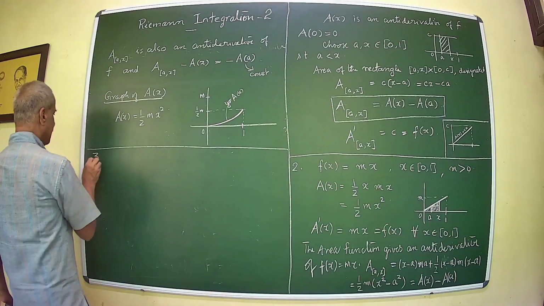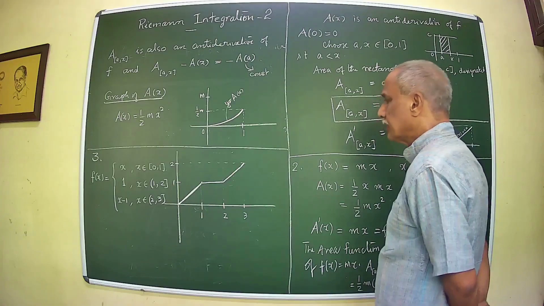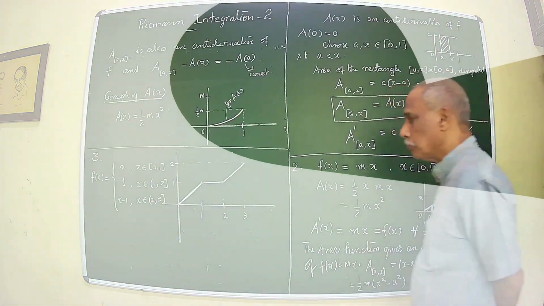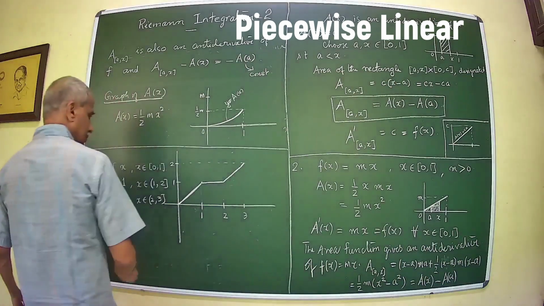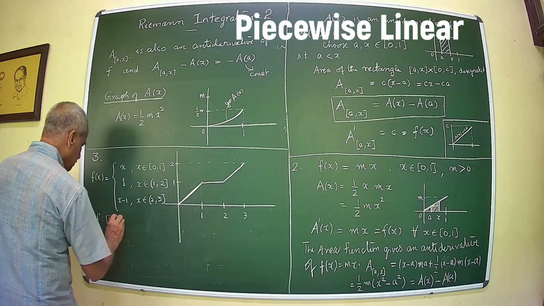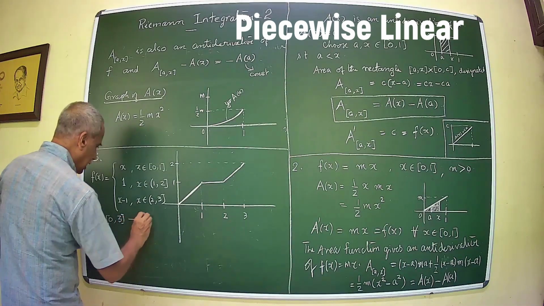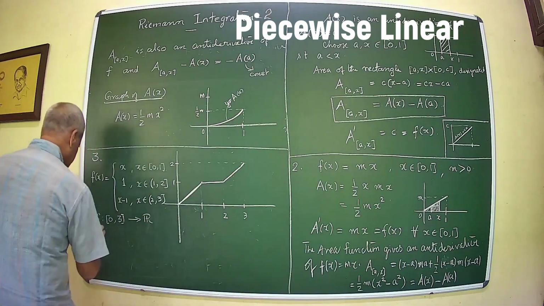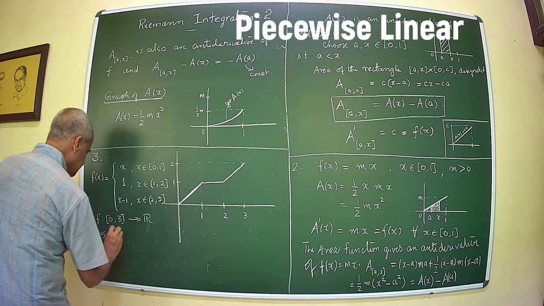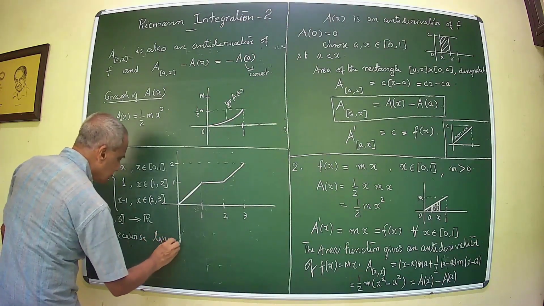Now we take the third example. So this is the graph of the function. And you see that it is piecewise linear. So f is defined from 0 to 3 to R, and it is piecewise linear.